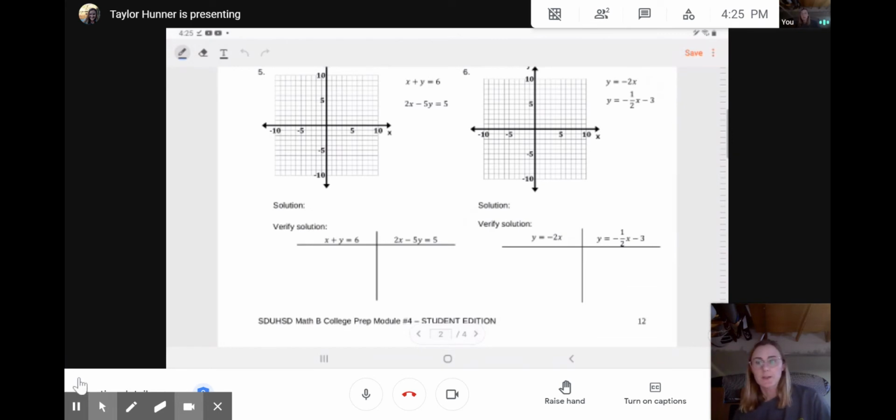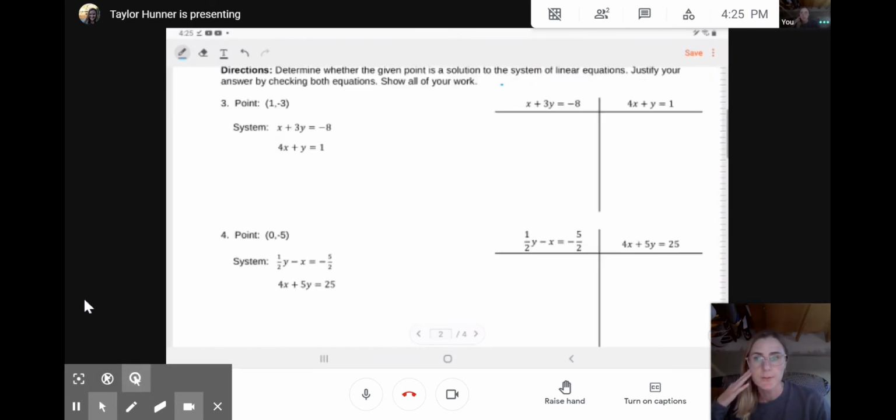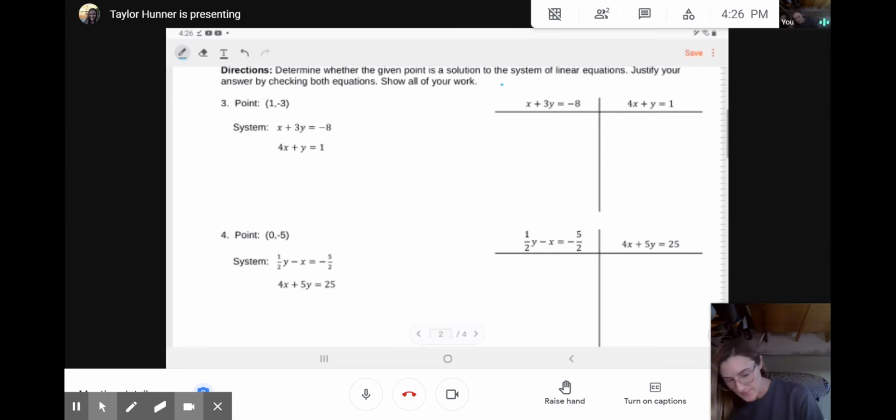All right, next page here. So 3 and 4 are asking us, determine whether the given point is a solution to the system of linear equations. Justify your answer by checking both equations. Show all of your work. So this is a great question for a quiz or test. Is this point a solution to the system? So don't overthink it. If something is a solution to a system of equations, that means that point has to be on both of these lines. So when I plug it into both of these lines, it has to work.